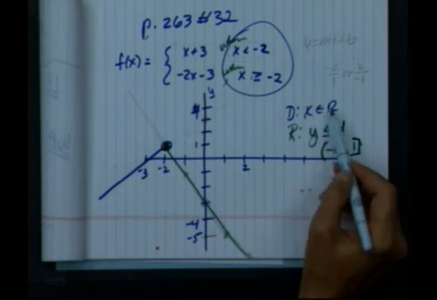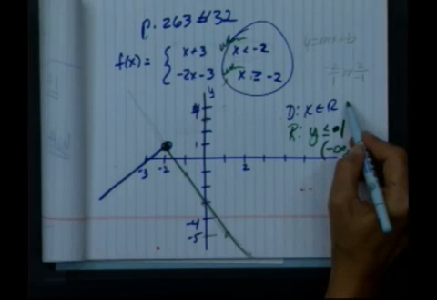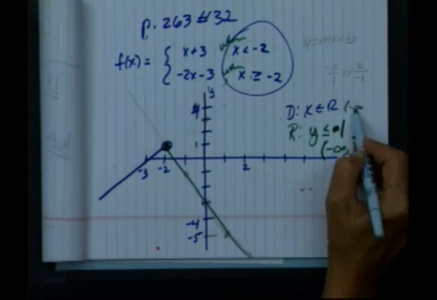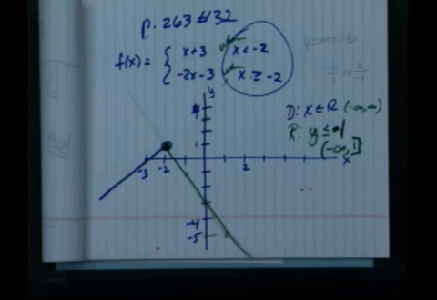How do you put all real numbers in interval notation? Negative infinity to positive infinity. Okay? Everybody good? Is that good on 263, number 32? We'll check that one off.